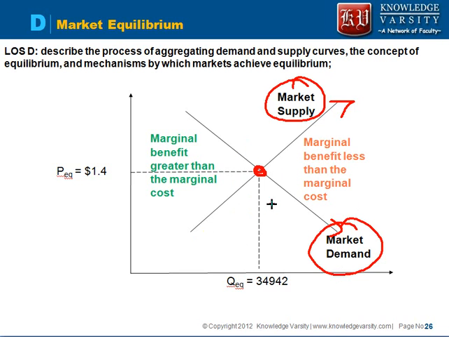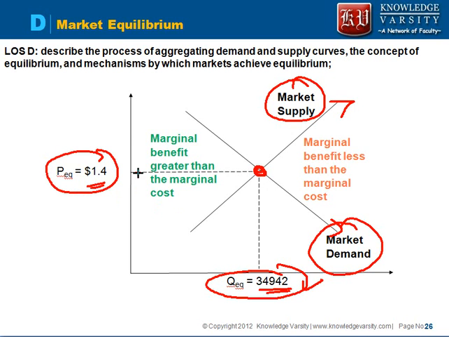We have solved these two equations, and we are saying that at this point the quantity demanded will be equal to the quantity supplied, which is 34,942, and the equilibrium price will be 1.4. So at $1.4, both of these are meeting.